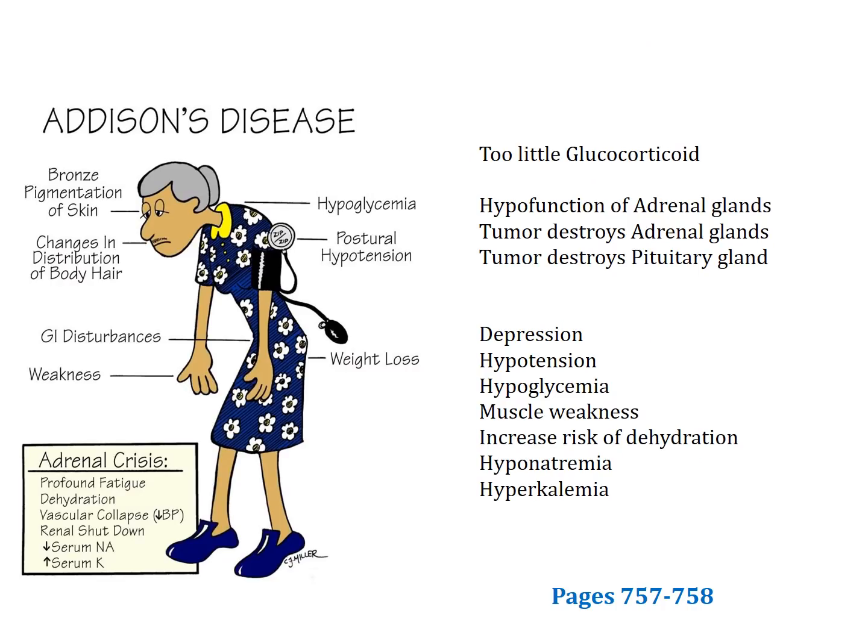Addison's, too little glucocorticoid. The adrenal glands aren't functioning. A tumor is destroying the adrenal glands, or a tumor is destroying the pituitary gland, leading to lack of ACTH. Complete opposite, right? Depression, hypotension, hypoglycemia, muscle weakness, increased risk of dehydration, low sodium, elevated potassium. The dehydration, the hypoglycemia, and the electrolyte abnormalities in Addison's disease can be life-threatening. Okay? So you see the two differences between Cushing's and Addison's. Too little, too much.